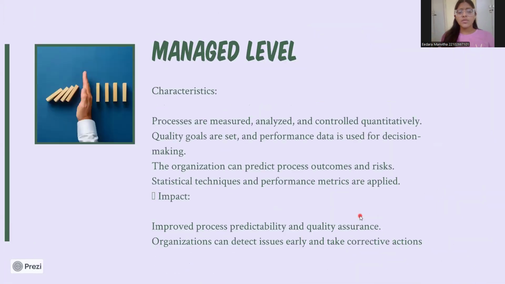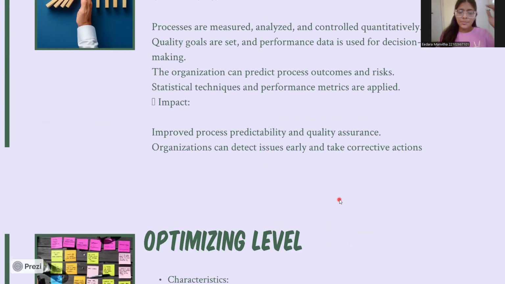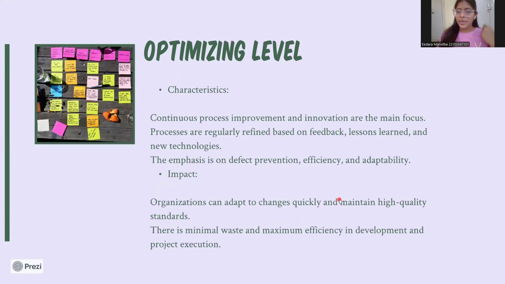And then we'll see the fourth level, which is the managed level. From the word itself, we can understand that it is very manageable, and the goals are set and performed accordingly. Every step they take is also clearly understandable. Statistical techniques are used to manage outcomes, along with risk management. So it improves predictability and quality assurance. Then we come to the last level, which is the optimizing level.